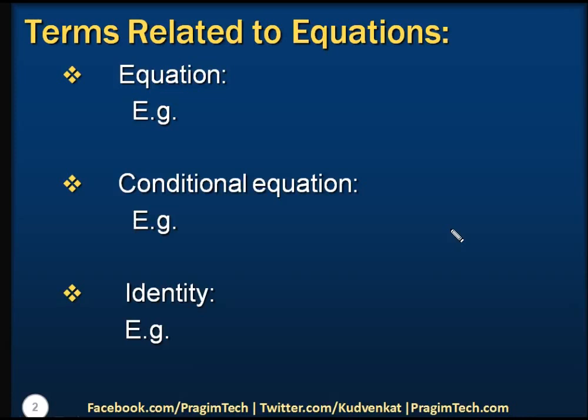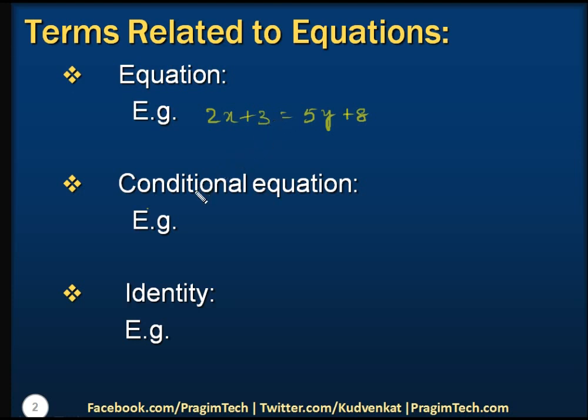An equation is a mathematical statement consisting of one or more variables associated with an equality sign. For example, 2x + 3 = 5y + 8. This is called an equation. Here we have variables and these are associated with an equality sign.